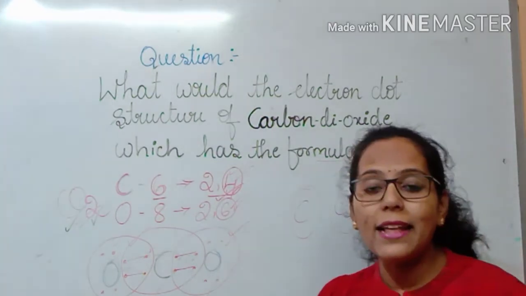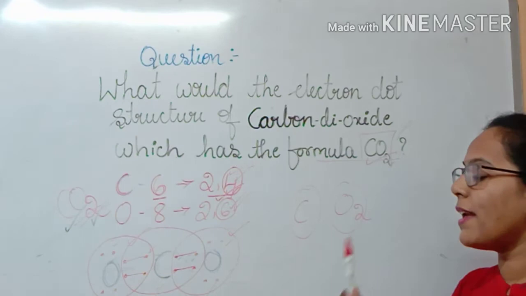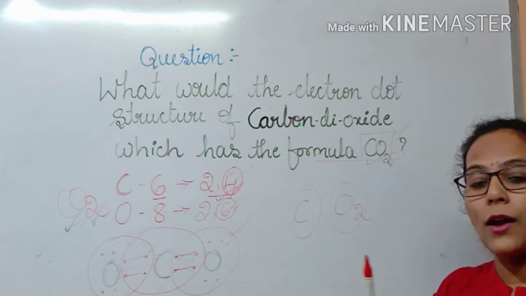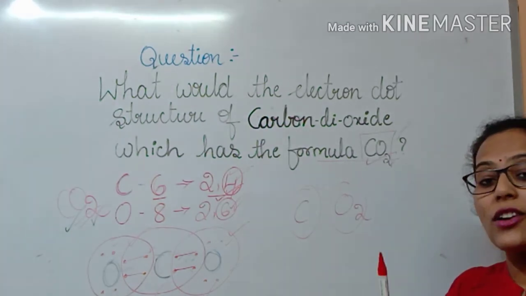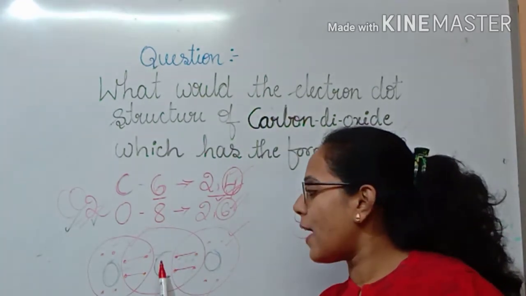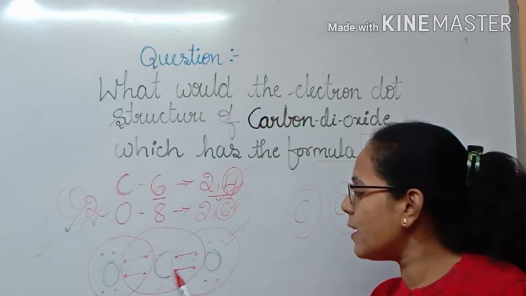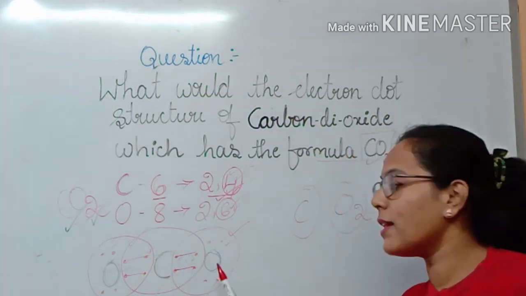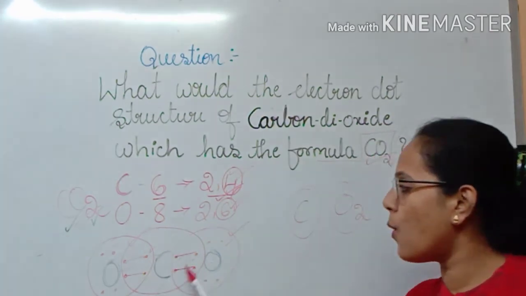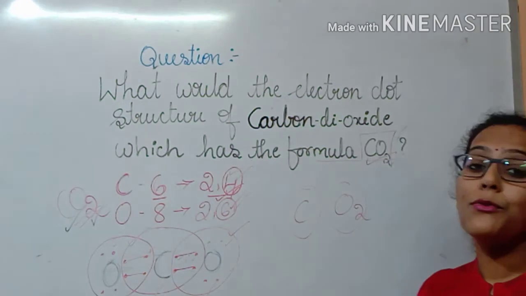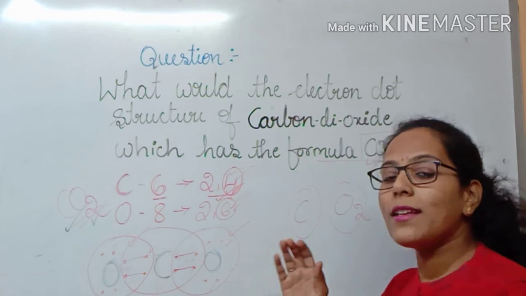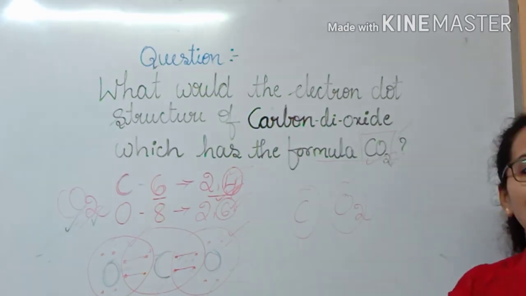After writing their valence electrons, make sure that they get a noble gas configuration. They have to receive 8 electrons on their orbit. How do they receive them? By sharing the electrons. Now carbon shares 2 electrons with the oxygen. Similarly, here also carbon is sharing 2 electrons with the oxygen. Now all the 3 atoms have 8 electrons on their surface. So now they have a feeling that they have achieved the noble gas configuration. Clear? So this is how we write the electron dot structure for carbon dioxide.